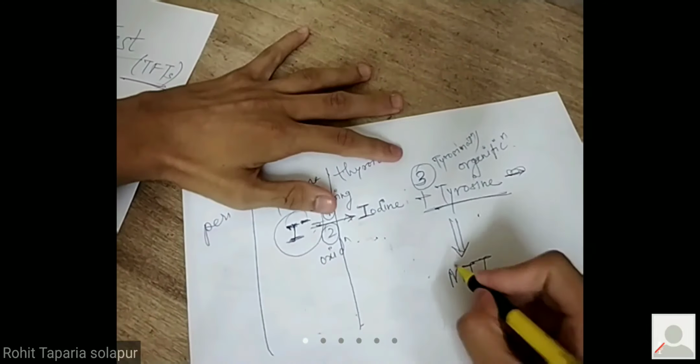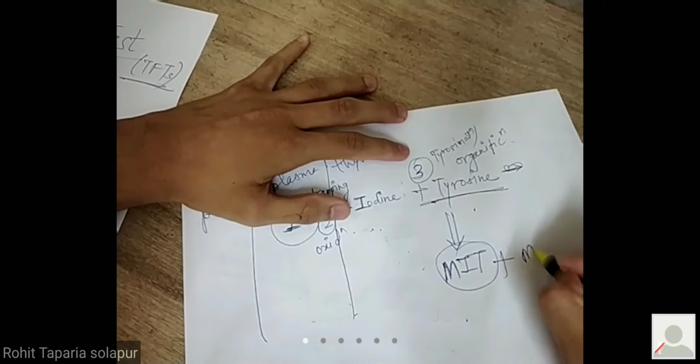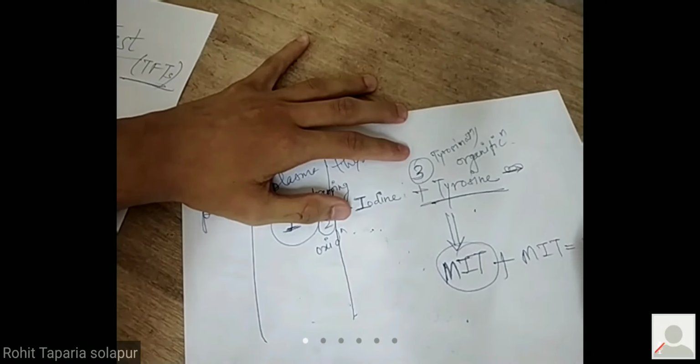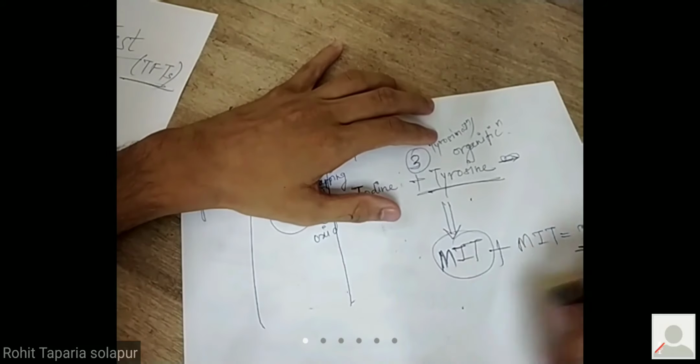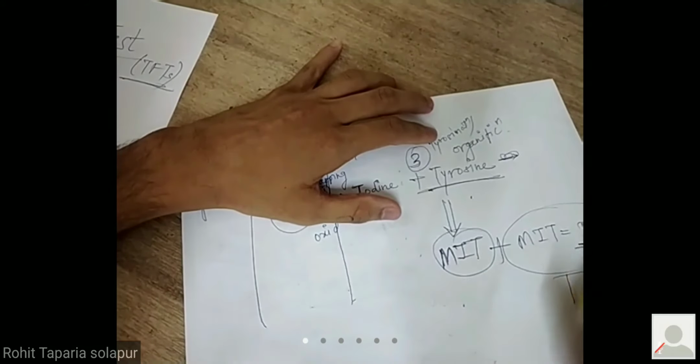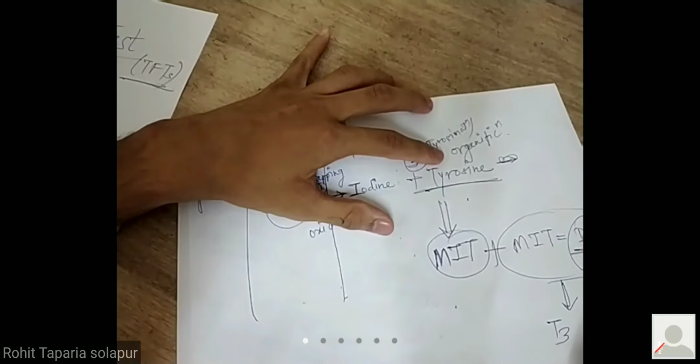Now this monoiodothyronine they can call. So when one this molecule and another this molecule combine, they will form DIT, that is diiodothyronine. And when this and this molecule combine, they will form triiodothyronine. And when 2 DIT molecules combine, they will form tetraiodothyronine. That is nothing but thyroxine hormone, which you guys know.